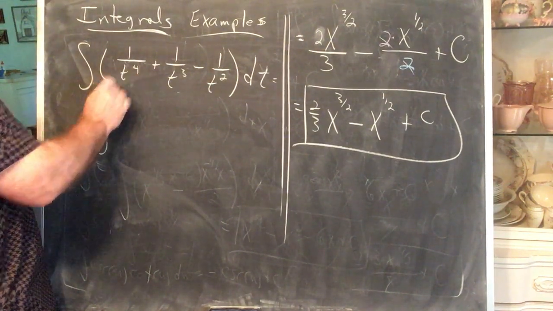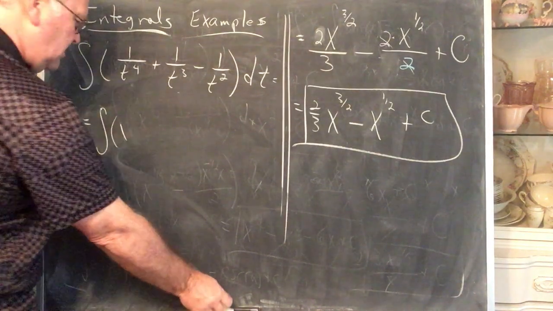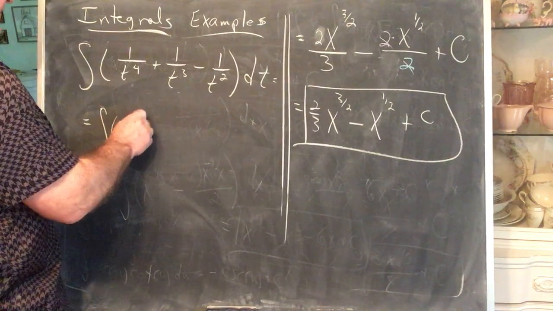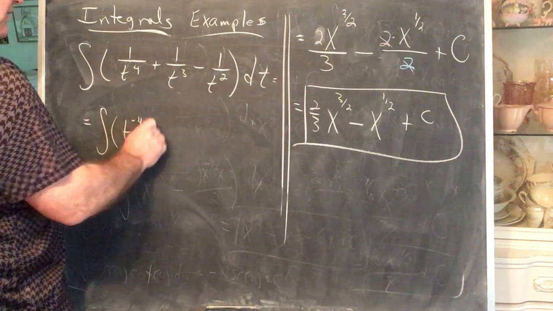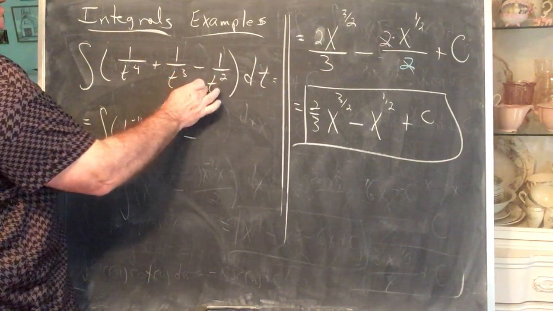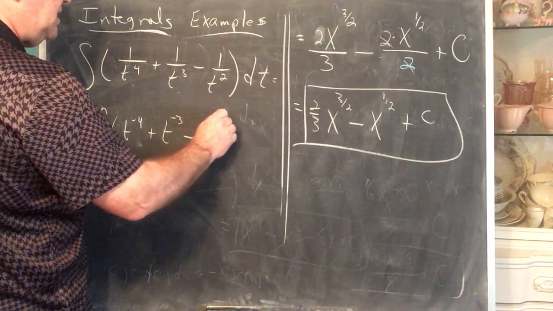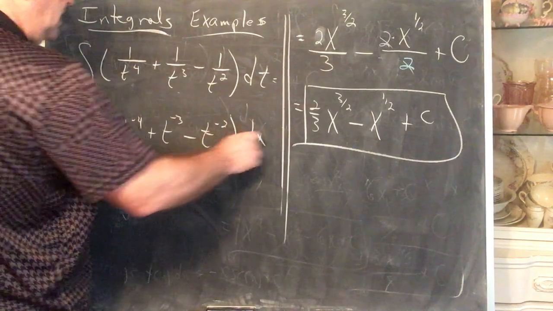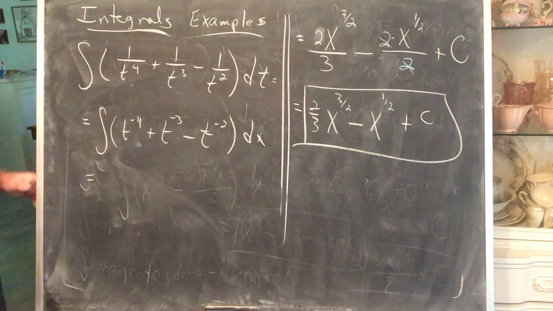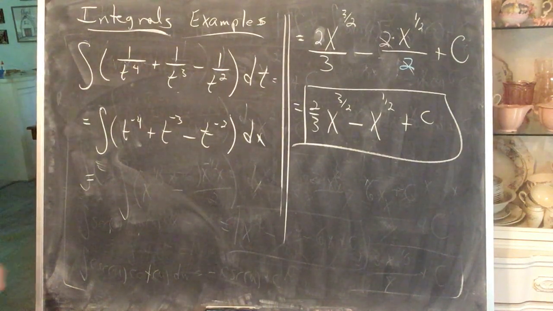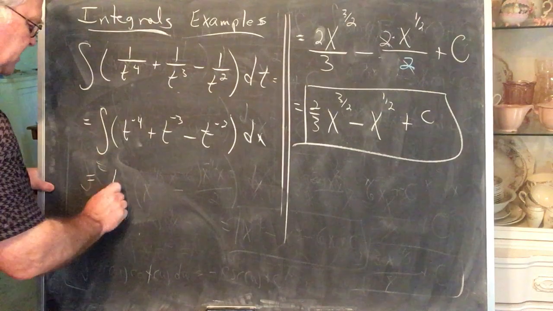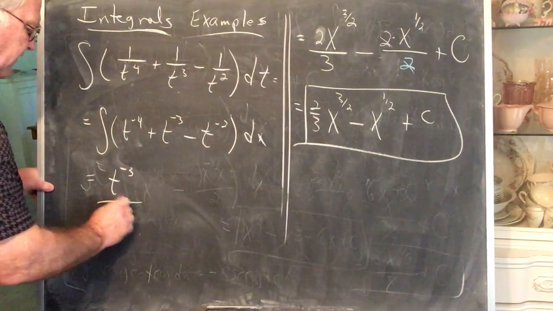t to the fourth in the denominator is the same thing as t to the negative 4. 1 over t to the third is t to the negative 3, minus 1 over t squared is t to the negative 2. Note my parentheses because I have several terms here. All right? Add 1 to the exponent. Negative 4 plus 1 is not negative 5. It's negative 3. So this is t to the negative 3 divided by negative 3.